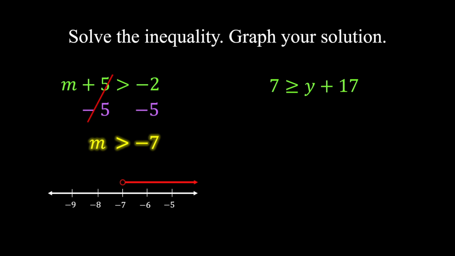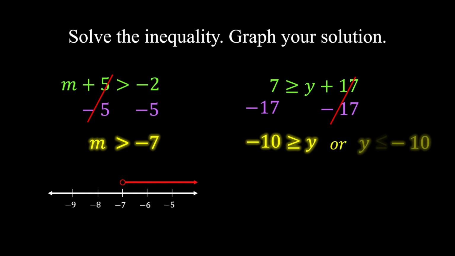Next, we have the inequality 7 is greater than or equal to y plus 17. Subtract 17 from both sides to cancel out the plus 17 and isolate y. 7 minus 17 is -10. Bringing down the inequality symbol and y, we get -10 is greater than or equal to y. Since it's standard to write the solution with the variable on the left side, we can switch sides. However, remember to reverse the inequality symbol accordingly, making it y is less than or equal to -10.